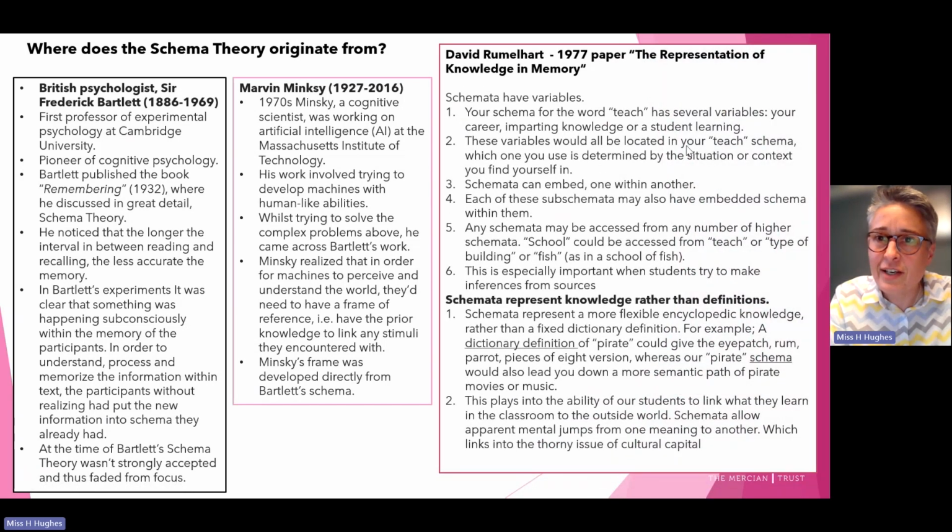And then finally, we go to a little bit later in the 70s, late 70s, a man called David Rumelhart. Now, he talked about how schemata have variables, and that your schema for the word, for example, teach, has all sorts of different variables, depending on what you want to impart to that person, your career, the situation, your circumstances, or what the students are actually learning, what subject they are in.